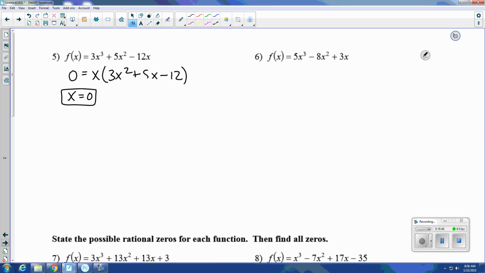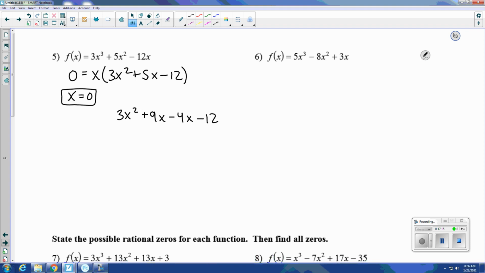Now, let's try to factor this thing. Because we have an a value greater than 1, we're going to have to do that split the middle. So we're going to do a times c is equal to -36. What multiplies to -36 but adds to +5? And with some thought, we'll get 9 and -4. So that's how we're going to split the middle. So let's say 3x squared plus 9x minus 4x minus 12.